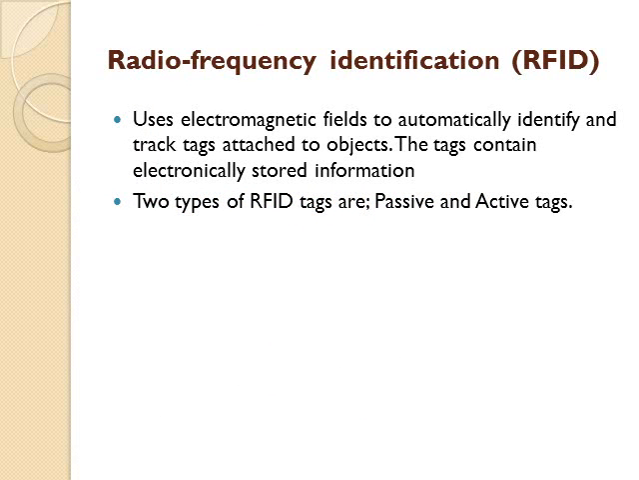Radio frequency identification, which is also known as RFID, uses electromagnetic fields to automatically identify and track tags which are attached to objects. These tags contain electronically stored information, and there are 2 types of tags used: active tags and passive tags. Passive tags collect energy from nearby RFID readers, whereas active tags have their own local power source such as a battery, and therefore can operate hundreds of meters from the RFID reader as well.